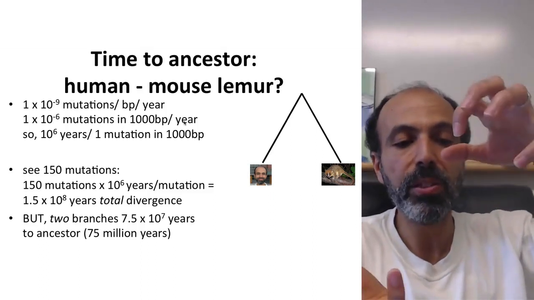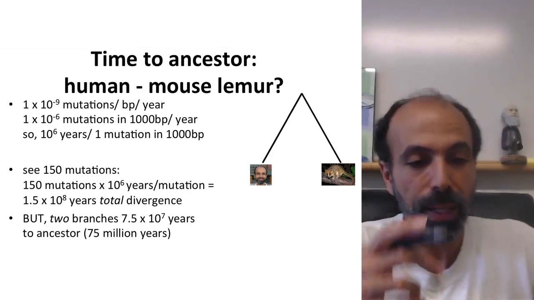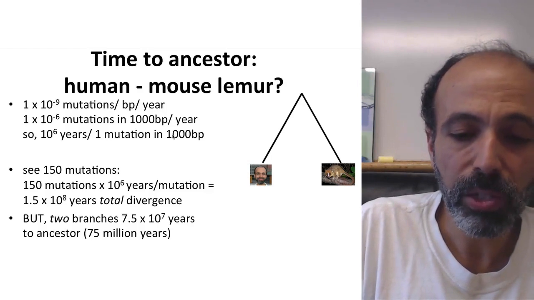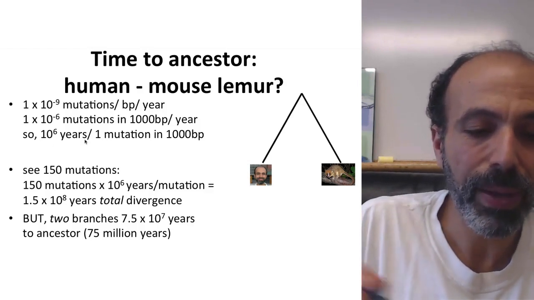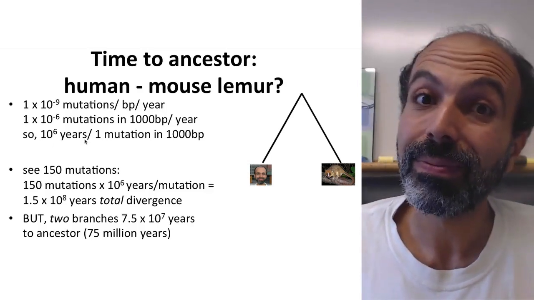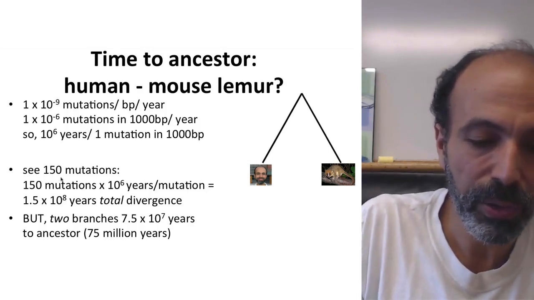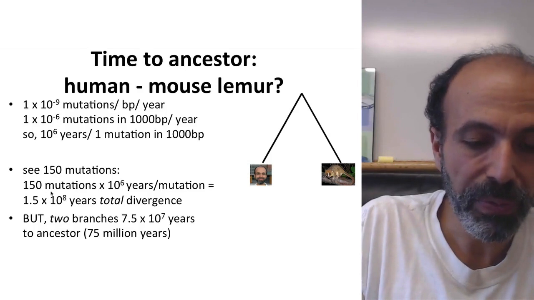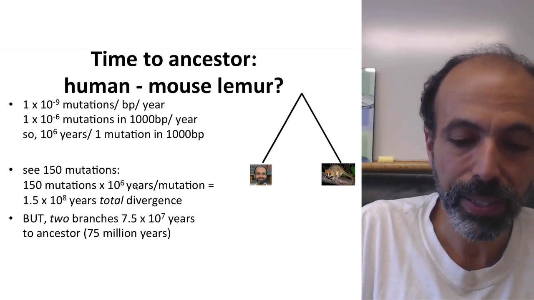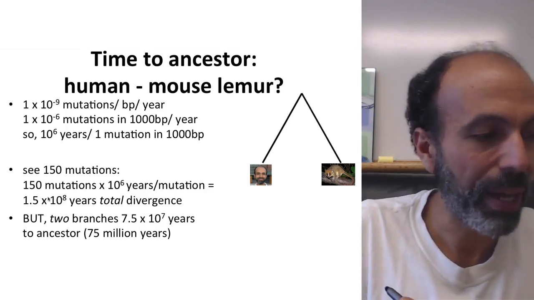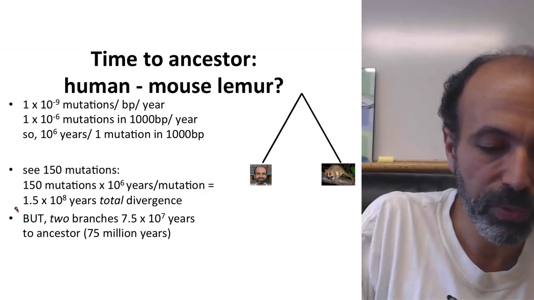And what we can do is basically just invert this. Okay? So we should say that for every one mutation in 1,000 base pairs, it's been about 10 to the sixth years. I just inverted the numbers up here. Okay? So we saw 150 mutations, so 150 mutations times 10 to the sixth years per mutation. That comes out to 1.5 times 10 to the eighth years of total divergence.